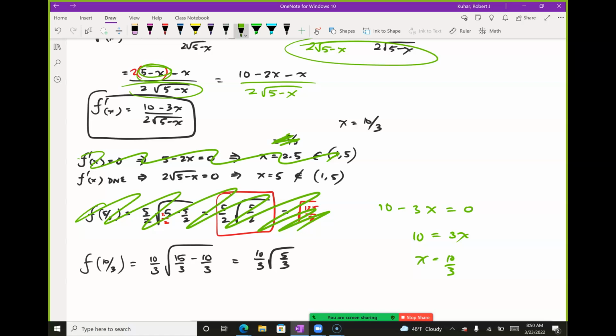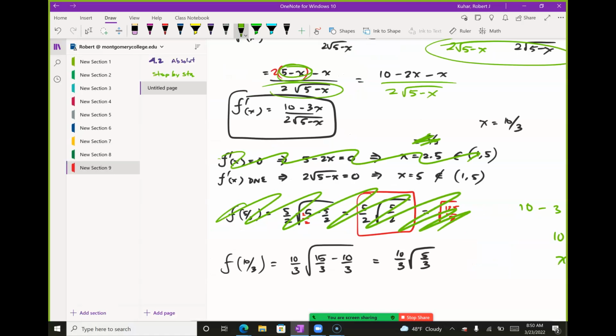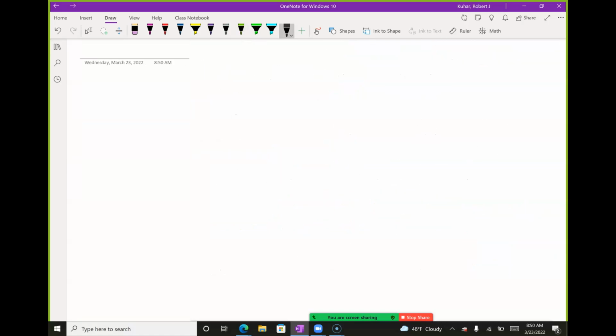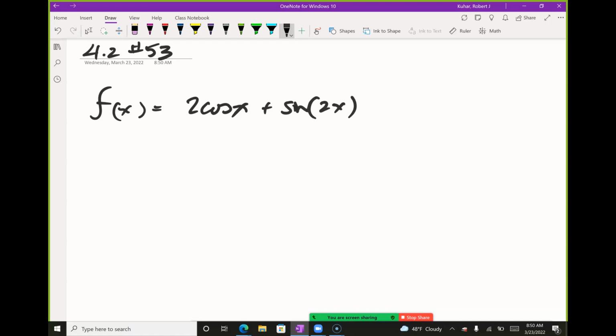Let's do 53. We're going to find the absolute extrema. This is from the textbook. So this is 4.2, number 53, with some trig. So f of x is equal to 2 times the cos of x plus the sine of 2x on 0 to pi over 2. So I want to get a graph of it.